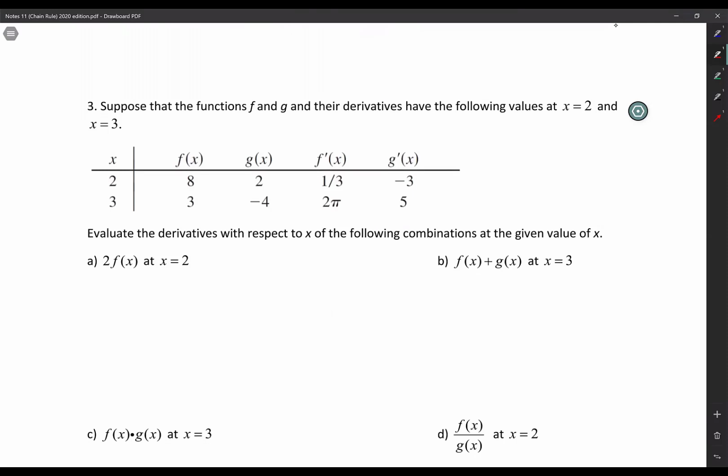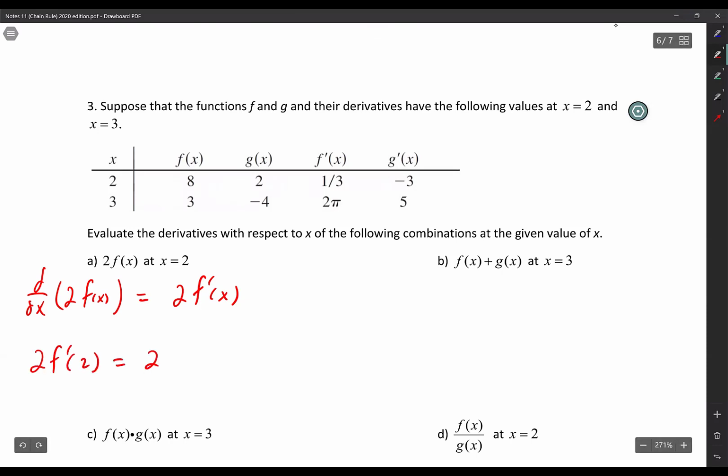It says, suppose that the function f and g and their derivatives have the following values at 2 and 3. Evaluate the derivative with respect to x of the following combinations at the given value of x. So they want the derivative of 2f of x at x equals 2. So that derivative is 2f prime of x. Nothing fancy there. So then at 2, it just becomes 2f prime of 2. 2 times f prime of 2, 2/3. Is everyone okay with that one?